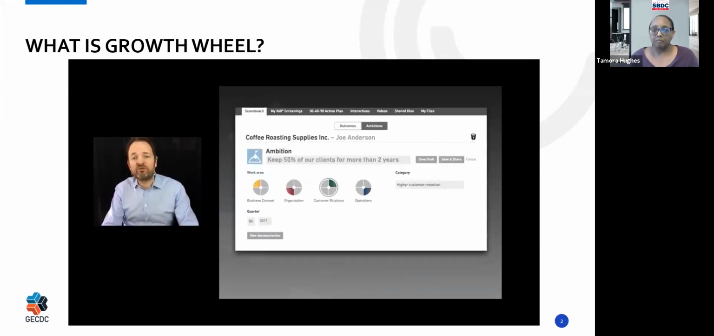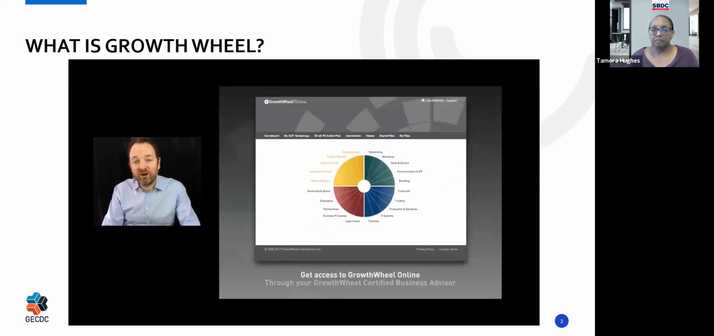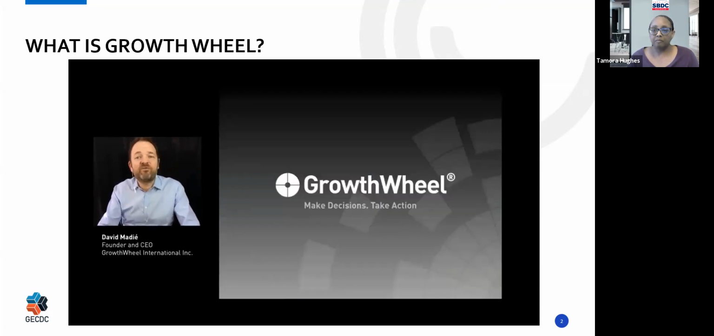And if you want, you can also create your future ambitions on Growthwheel Online. What is it you're really working on in the months or quarters to come? And you can also have a list of those, and they come with a little traffic light system, because some of your ambitions are on track, others are still in progress, and then some of them are a challenge, which maybe you want to discuss with your business advisor. So that is how you can use Growthwheel Online. You can get access by speaking to your business advisor, and I hope the software will help your business make decisions and take action.